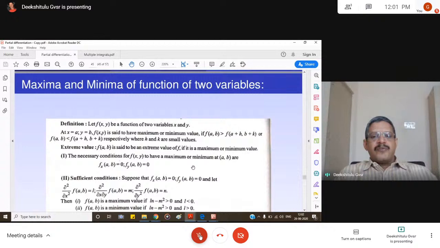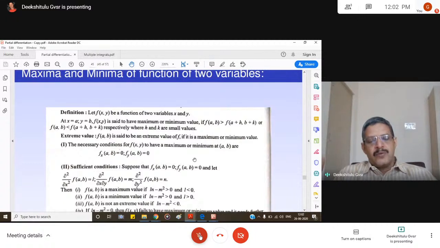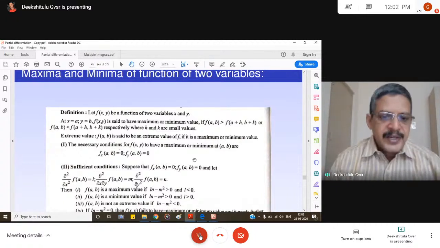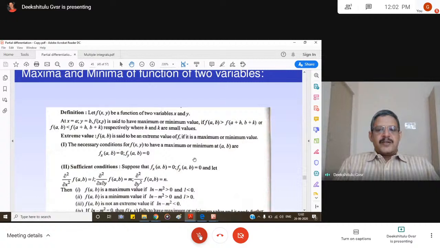Then how to find the maximum and minimum points? The procedure we have seen in the morning for one variable functions. Now it is two variable functions. Again, it goes along very similar lines. Necessary conditions for f of x,y to have a maximum or minimum at (a,b) are ∂f/∂x at (a,b) is equal to 0, ∂f/∂y at (a,b) is equal to 0.